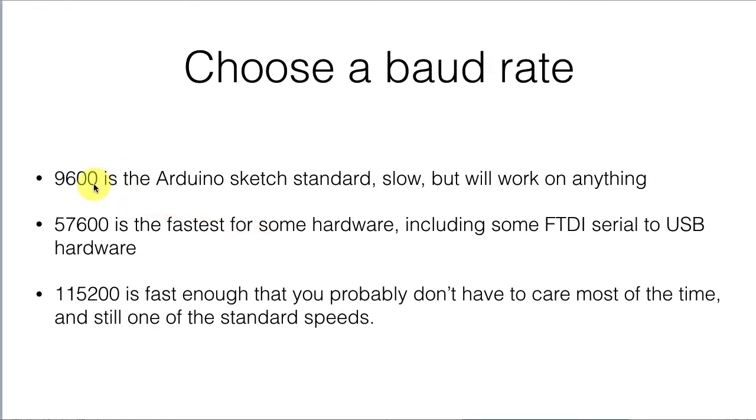The baud rate, 9600, is the Arduino sketch standard. It's slow, but it'll work on anything. 57600 is the fastest for some hardware. And 115200 is fast enough that you probably don't have to care most of the time, and it still fits in as one of the standard speeds. So this is the speed I use with almost all my sketches.